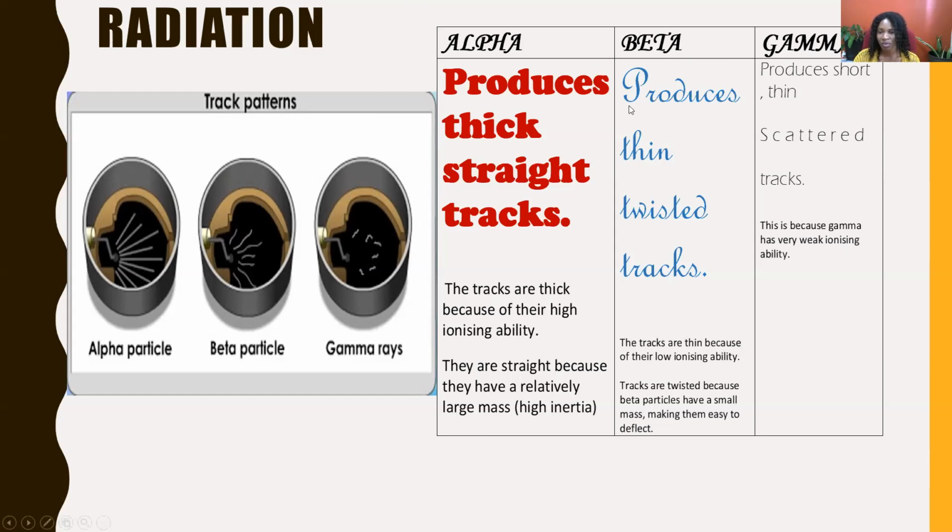Beta particles, however, will produce thin, twisted tracks. These are because they're fairly light in terms of their mass, and so the different obstructions inside the air would cause them to go off track. So the tracks are thin because of their low ionizing ability, and they're twisted because of their very small mass, making them easy to deflect. Gamma rays produce very thin, short, scattered tracks. And this is because they have a very weak ionizing ability. So they just bounce around on the different particles in the air. Because remember, it's just high-speed moving energy.